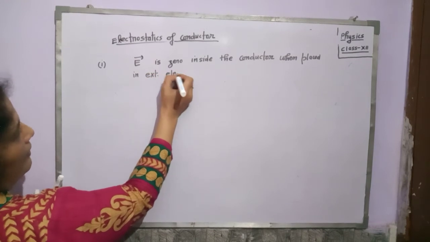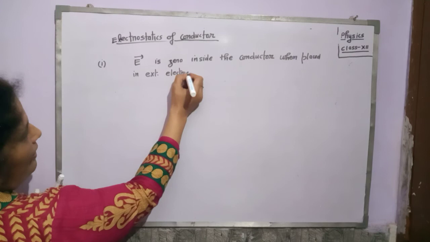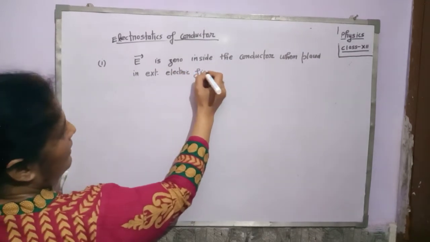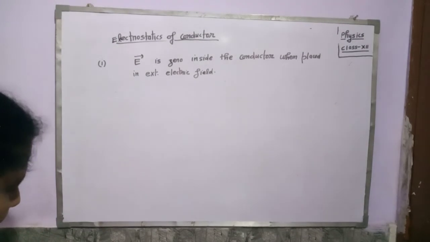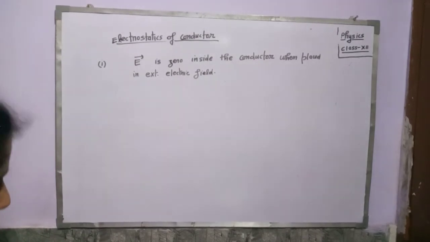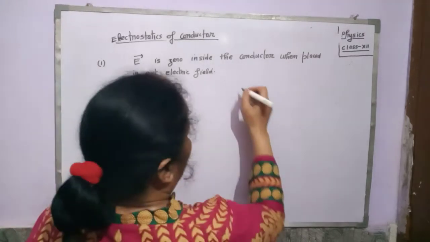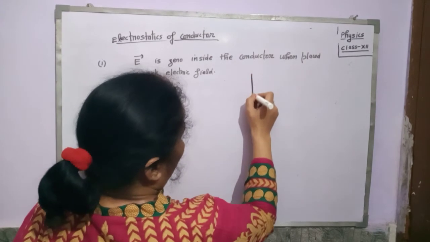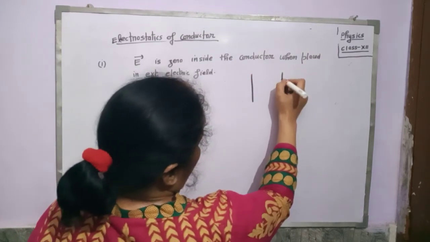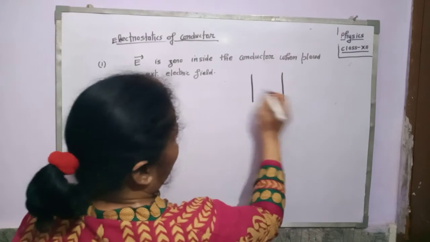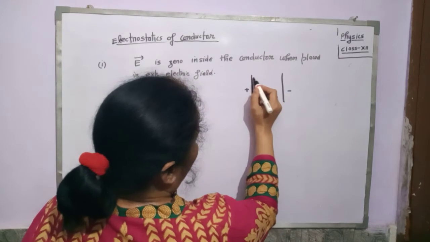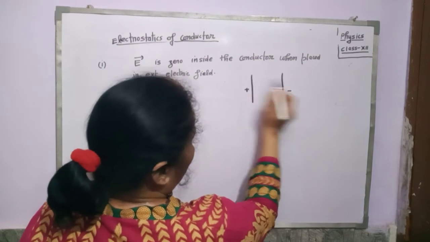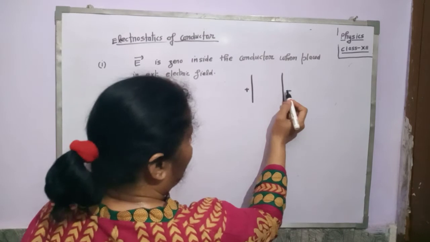The value of the electric field is always equal to 0 inside the conductor when it is placed in an external electric field. How is the external electric field produced? By two plates, one positively charged and the other negatively charged. Suppose this is one plate which is positively charged, and this is the negative plate. These are two parallel plates. The electric field is from the positive charge to the negative charge.